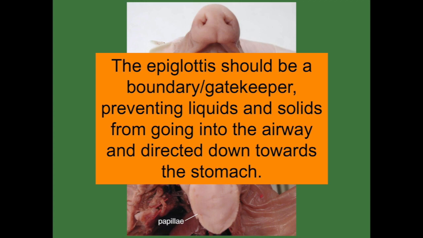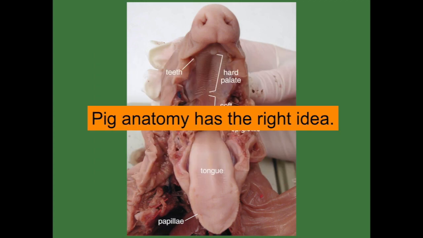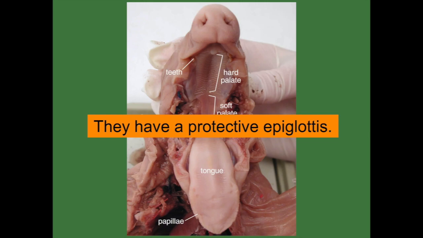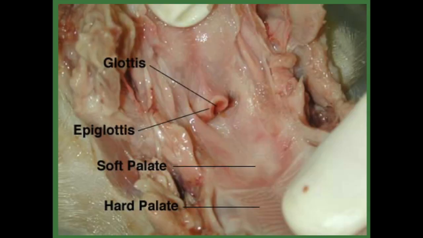And the interesting thing, something that we learned in school, is that pigs' anatomy has the right idea on what an epiglottis is really supposed to do. They have a protective epiglottis. You'll see in the anatomy that the hard palate and the soft palate are at the bottom of the picture. Then we go to the glottis, and theirs is very movable and pliable, and it's sitting right over the glottis. And then at the top of this picture is the pig's tongue.